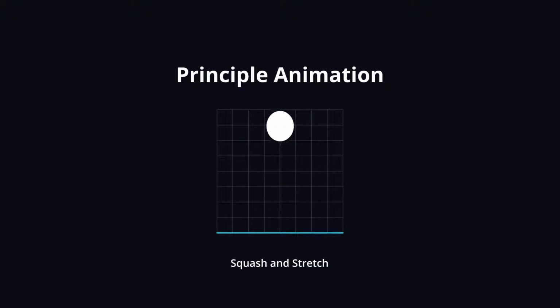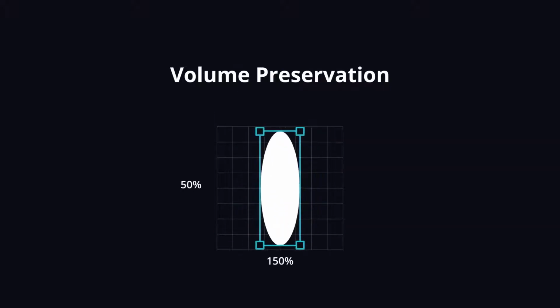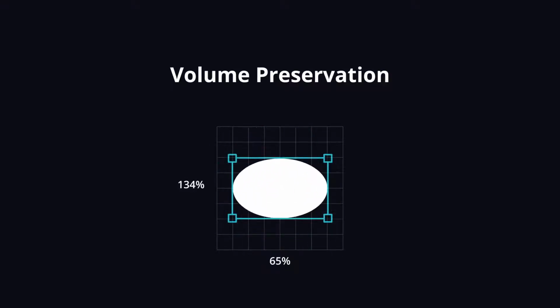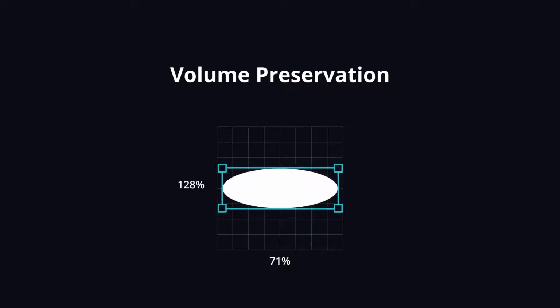The squash and stretch principle. It is used to convey the weight and elasticity of the shape of animated objects. To create realistic animation, it is important to maintain the volume of an object. If you stretch a ball vertically, then it should correspondingly squash horizontally.